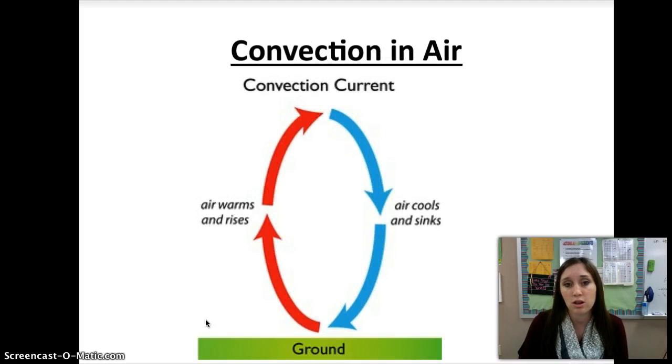All right, here is a picture of convection in the air. We talked about warm material is going to rise because it is less dense. Cooler material is going to sink because it is more dense. In this case, it is air. So this is going to be the rotation of convection in the air. This happens in the atmosphere. And remember, what causes this is the sun, the unequal heating caused by the sun.